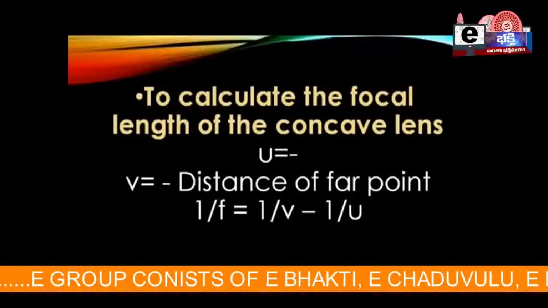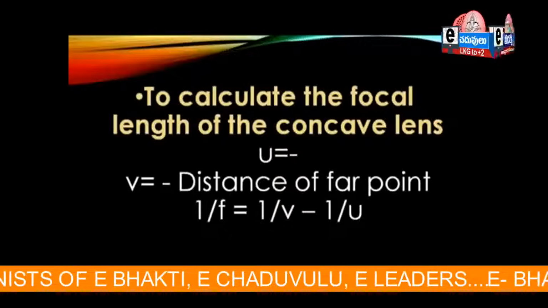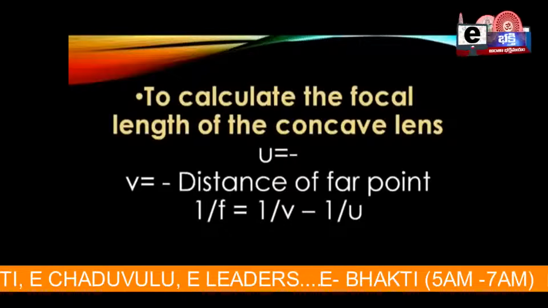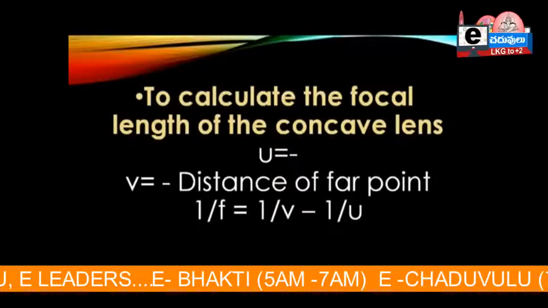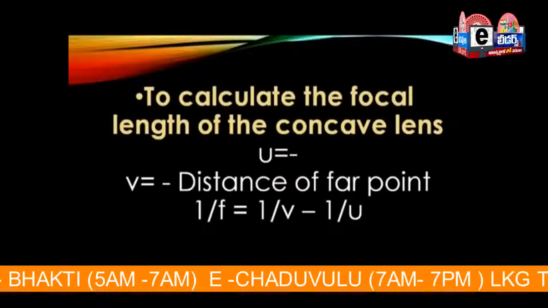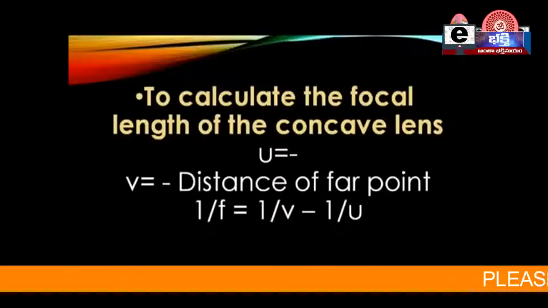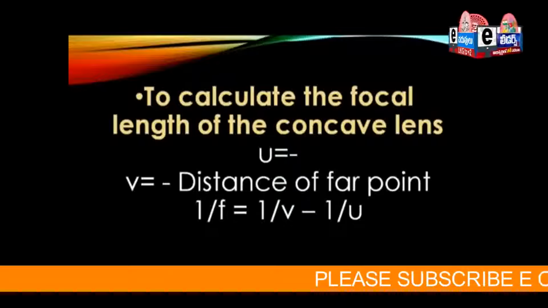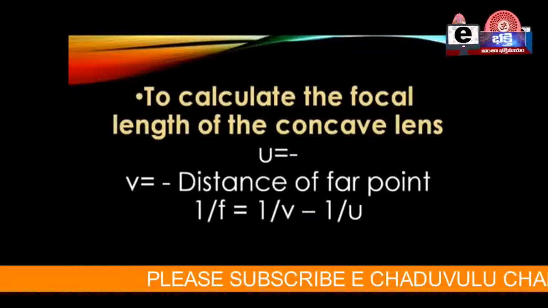Consider u as infinity because the person is seeing a distant object. Consider v as minus far point because the image will be formed at the far point. Taking u is equal to minus infinity and v is equal to minus far point, we have to calculate the focal length of the lens by substituting the values in the lens formula.